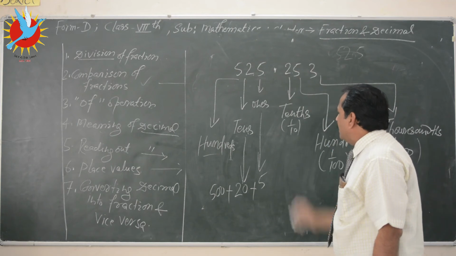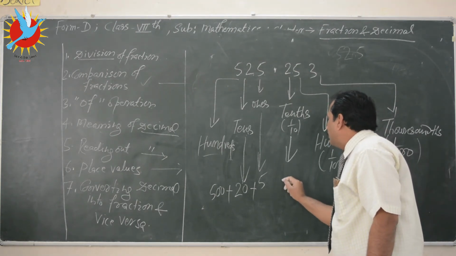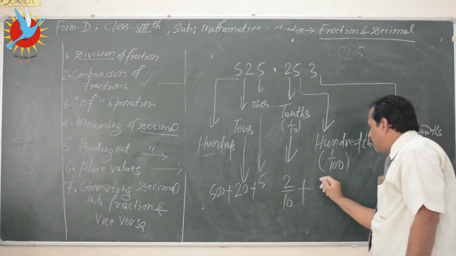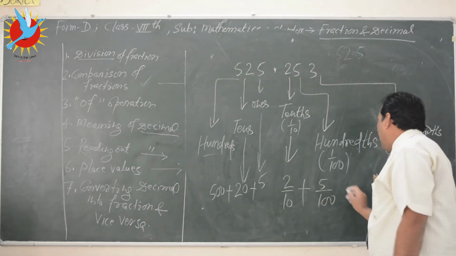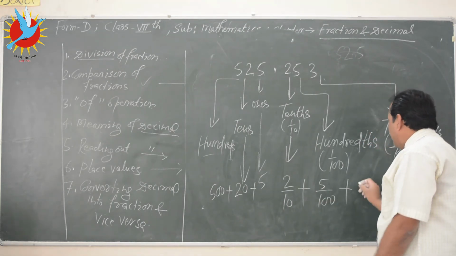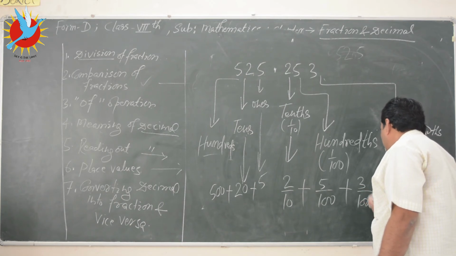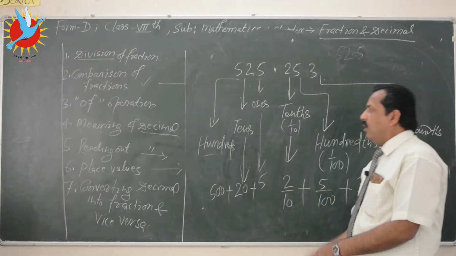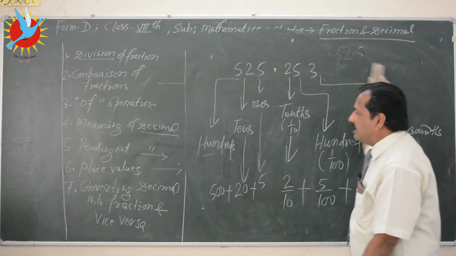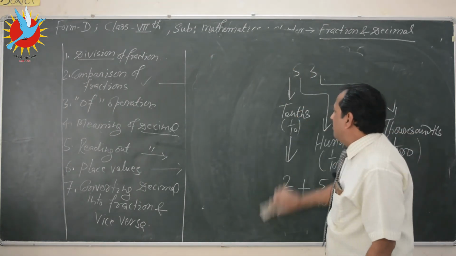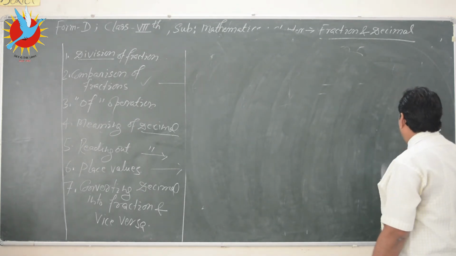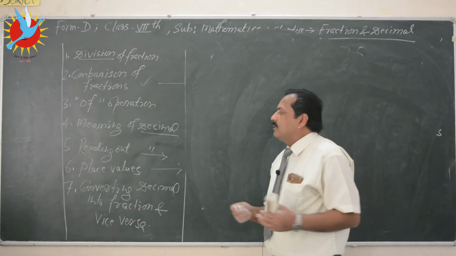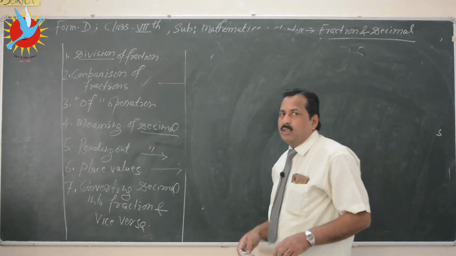So 2 is at the tenths place. The place value of 2 is 2 by 10, plus this 5 is at the hundredths place, so this is 5 by 100, and this 3 is at the thousandths place, so this is 3 by 1000. So this is all about the place value of digits in a decimal number. Now we are coming to how to convert a fraction into a decimal number and a decimal number into a fraction, and then we shall get a little more idea about the meaning of decimals.